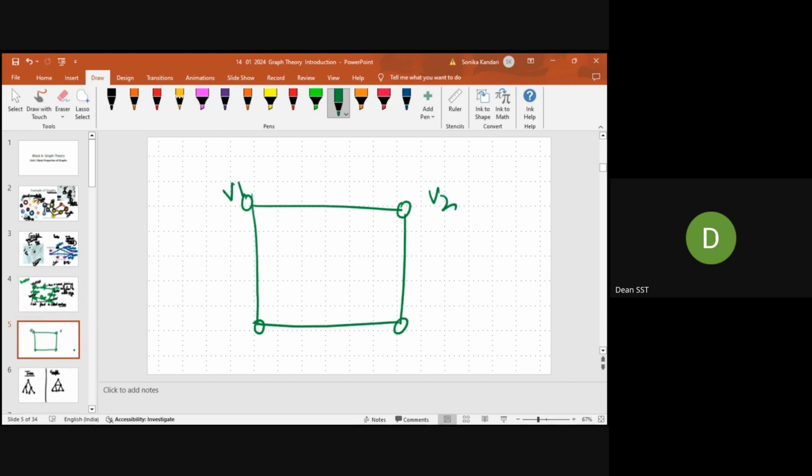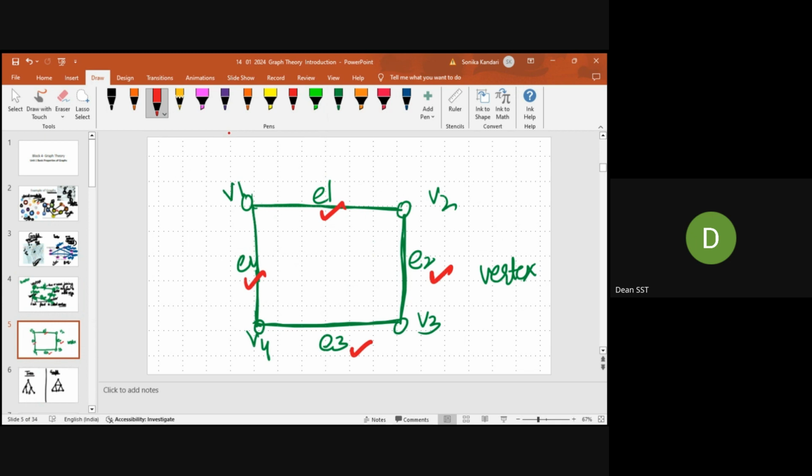V1, V2, V3, V4. These are our vertices. And E1. E1 is joining V1 and V2. E2. E2 is joining V2 and V3. Then E3. E3 is joining V4 and V3. Then E4. E4 is joining V1 and V4. So E1, E2, E3, E4 are your edges.